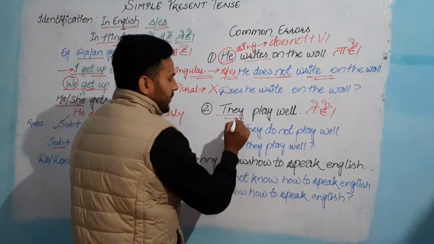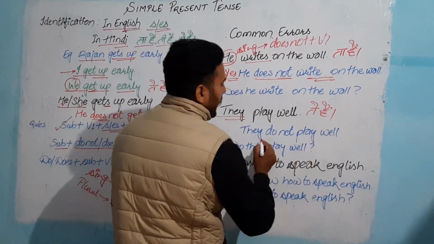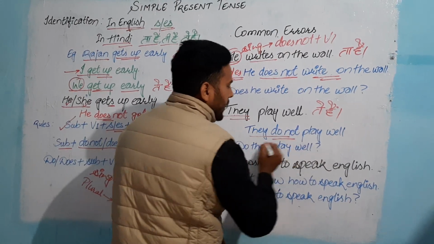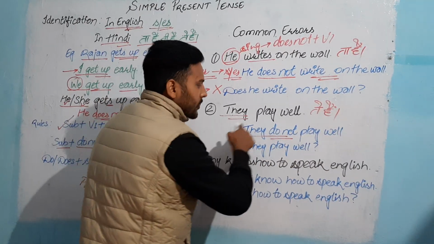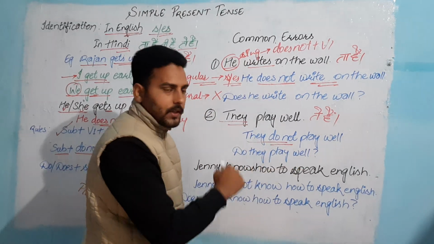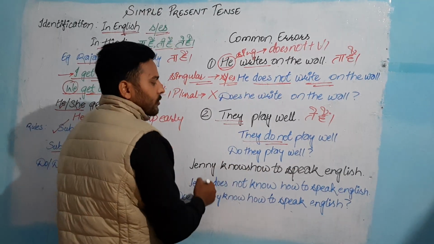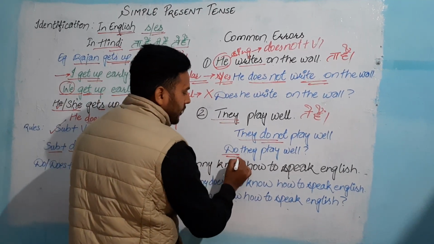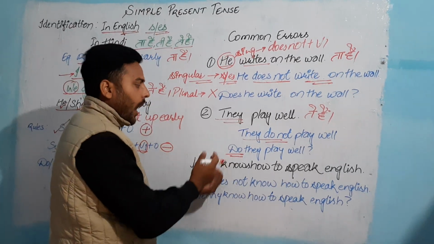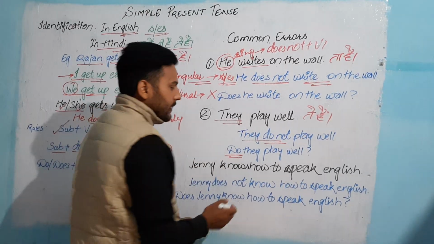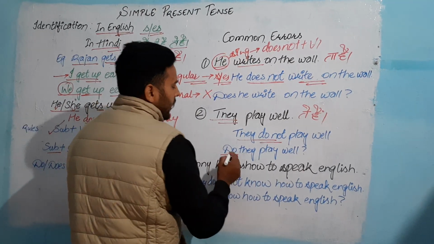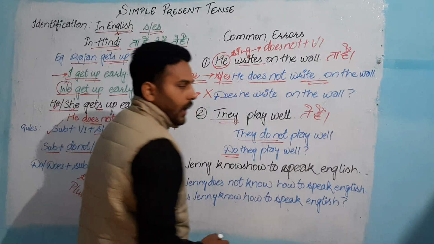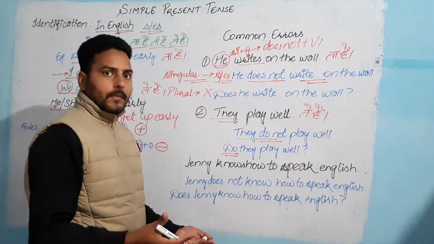Now look at here, it's negative. They do not play well. So with the plural subject we use do not in the negative statement. Now if we have to ask the question, we have to place this do at the beginning of the sentence. Look at it. Do they play well? क्या वो अच्छा खेलते हैं?